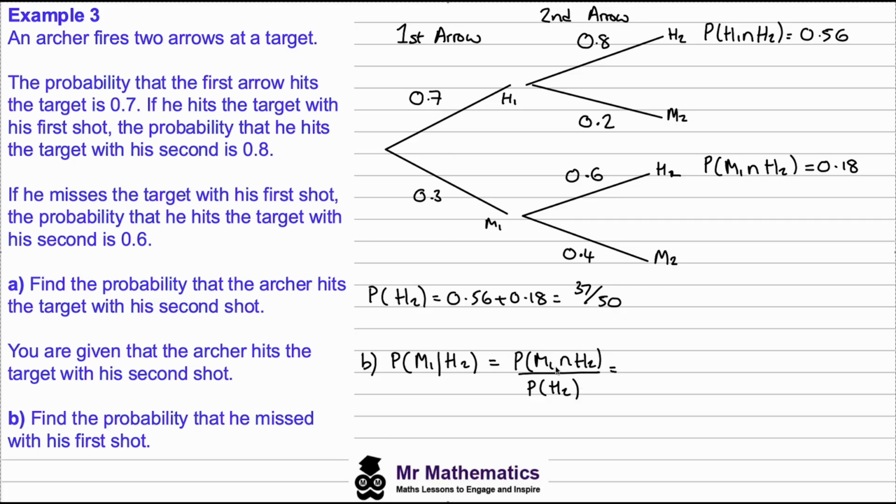Well, missing 1 and hitting the second is this path, which is 0.18, divided by hitting on the second, which we've just worked out as 37/50. And we can work this out and we get 9/37. Okay?